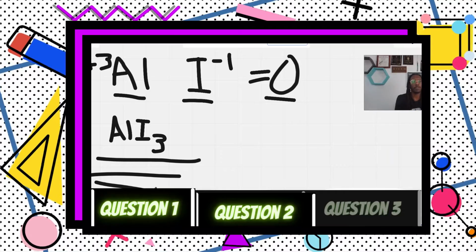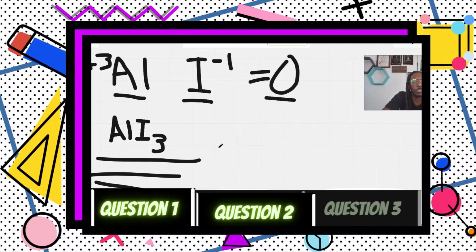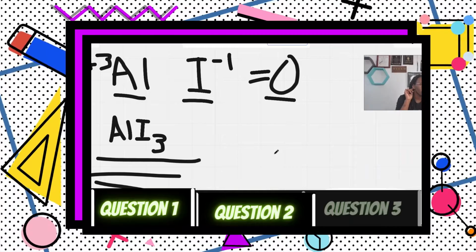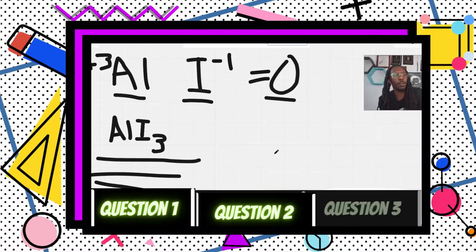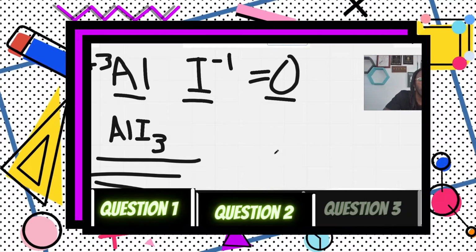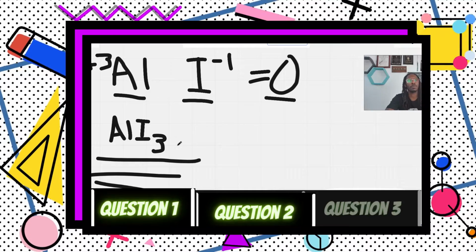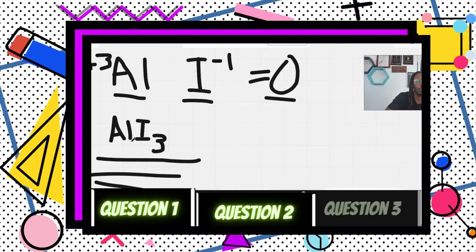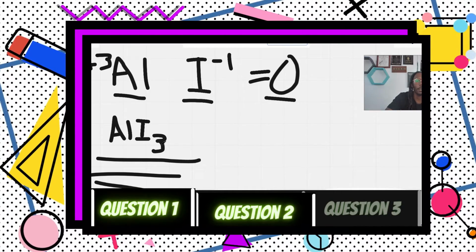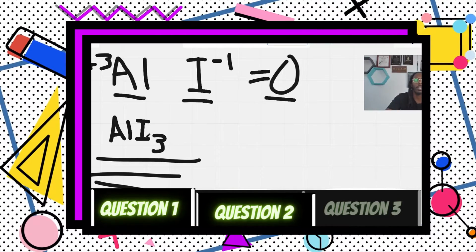Here's one more, just to see what y'all know. What's the name of this compound? Scream it out. If you said aluminum iodide, you are correct. This is aluminum iodide. Just remember, you have the aluminum first, then you have your iodine being transformed to the -ide.